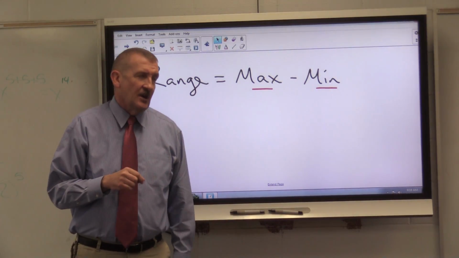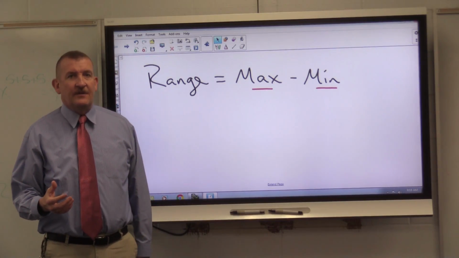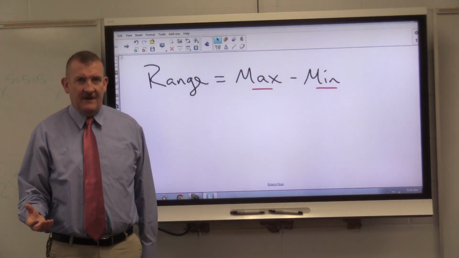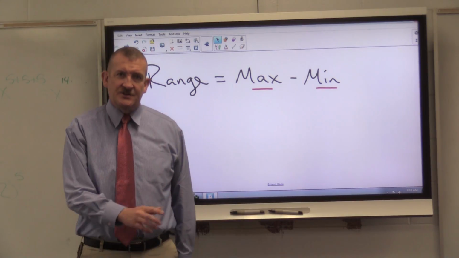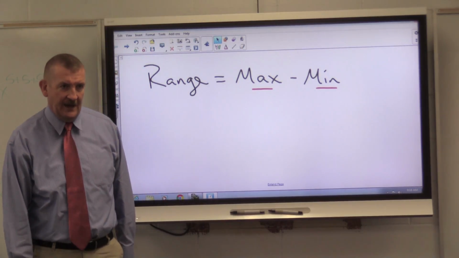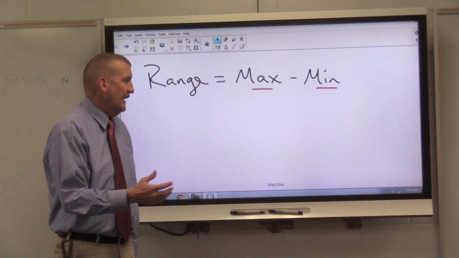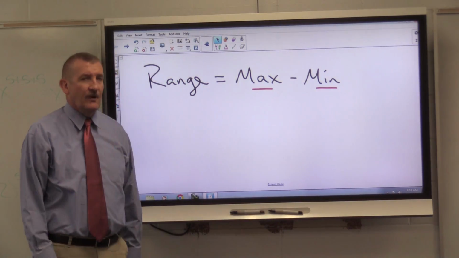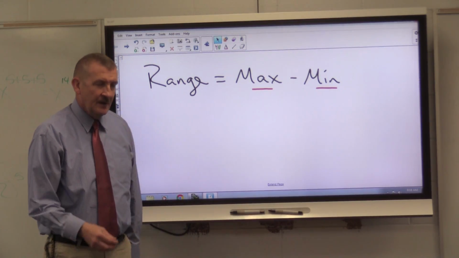So you get your range by taking your maximum value of the data set minus your minimum value of the data set. It's the easiest of all measures of variation that you're going to deal with. And I'm going to work through some examples coming up that show you how you calculate your range. It's the easiest of all things to calculate.